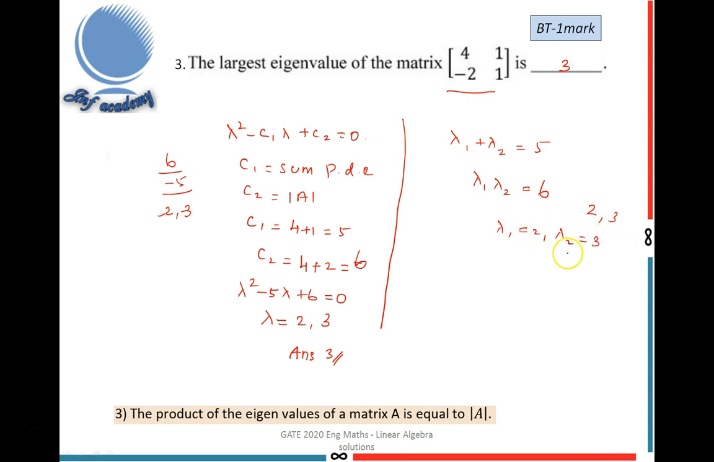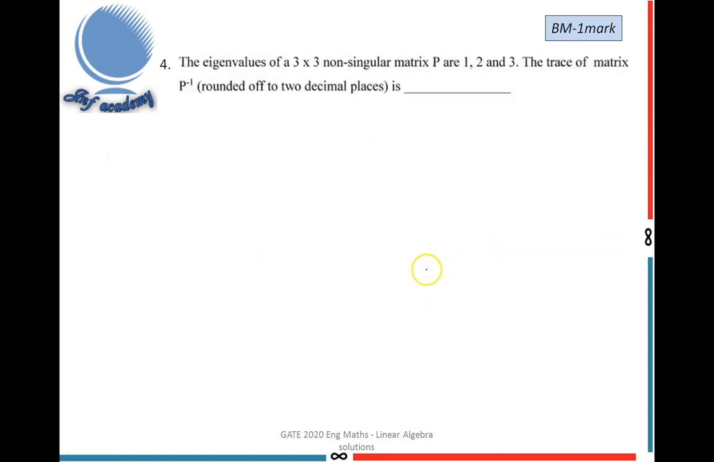This is another way of finding the eigenvalues of this problem. So the final answer is 3. Now let's move on to the fourth problem. The BM branch has this question with 1 mark. The question is: the eigenvalues of a 3 by 3 non-singular matrix P are 1, 2, 3.